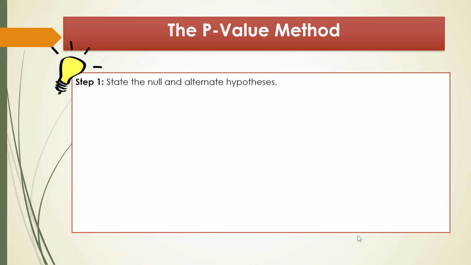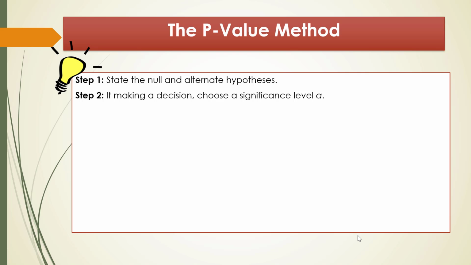To perform a p-value method, the first step is to state the null and the alternate hypotheses. Step 2, if making a decision, we have to choose a significance level alpha. So for any method, we have to state the null and alternate hypotheses, choose a significance level alpha, and compute a test statistic. No matter whether we use the p-value method or the critical value method, the first three steps are the same.